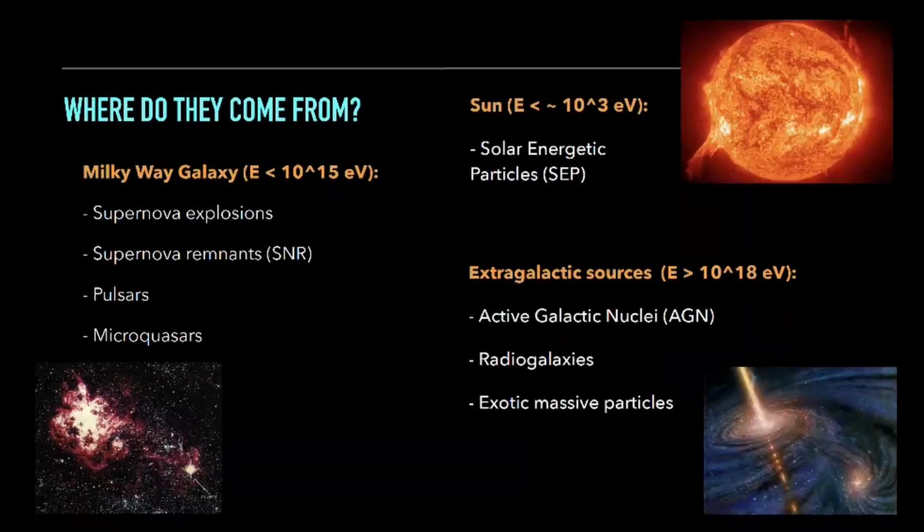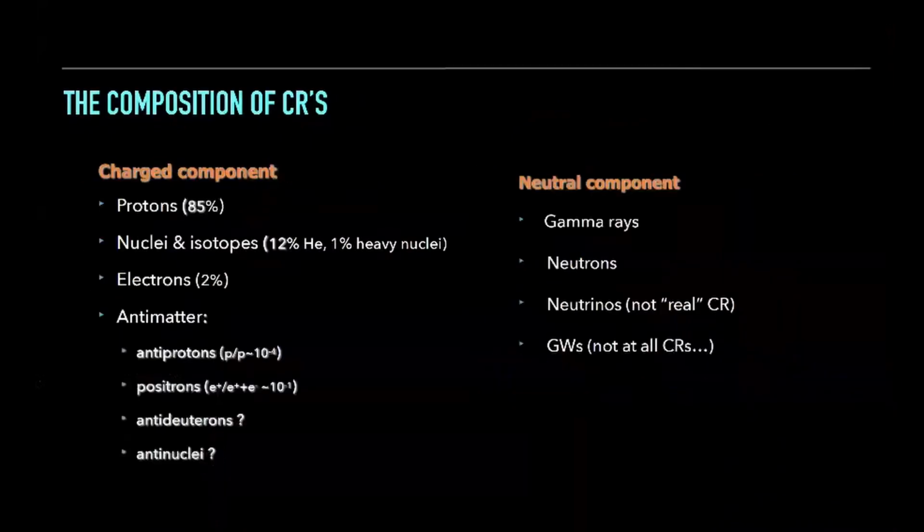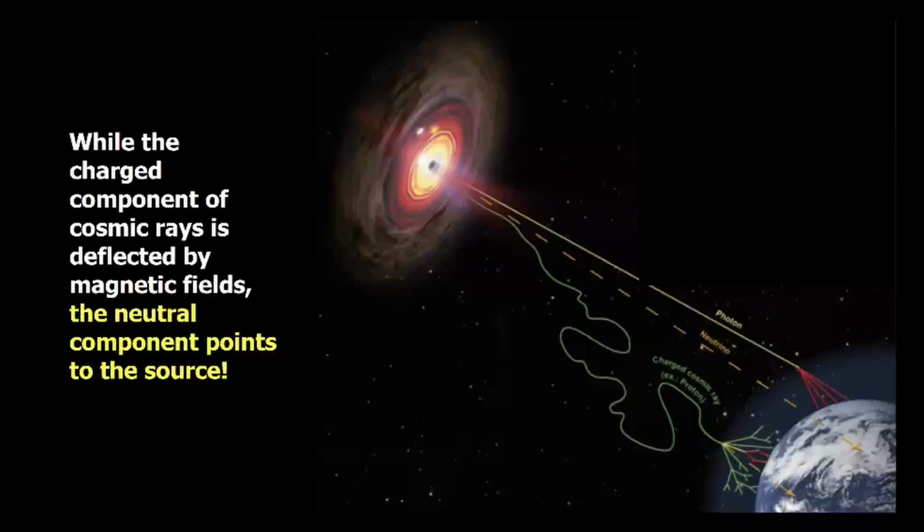The composition of these particles is mainly protons, 85% of the component, also nuclei, electrons, and a very small percentage of antiparticles if we talk about the charged component. If we talk about the neutral component, which means without electric charge, we have gamma rays, neutrinos, neutrons, and as I said, gravitational waves, which are not really particles. The neutral component of cosmic rays points directly to the source because they are not deflected by magnetic fields, whereas the charged component has a very erratic path from the source to the Earth where we collect them.